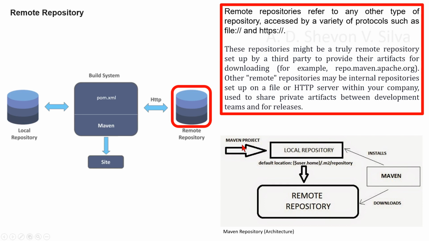Here the Maven project is connected to the local repository. The default location is $user.home/.m2/repository, and the local repository is connected to the remote repository here. Maven is connected to both the remote repository and the local repository. Downloads are passed from Maven to the remote repository, and installs are passed from Maven to the local repository.